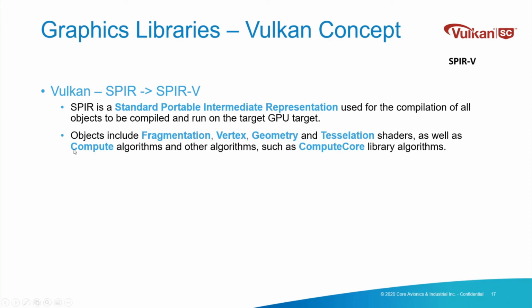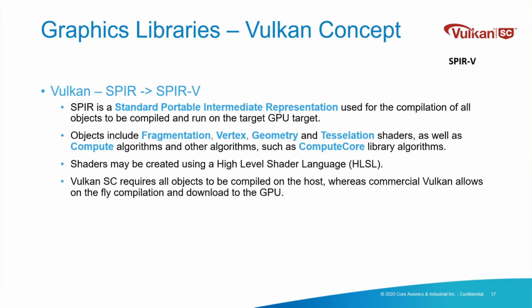As well as this, we have compute algorithms that are being downloaded, and also other libraries such as compute core algorithms, which we're going to talk about later, that can be used inside the GPU, and will be downloaded and represented using SPIR-V. Shaders are typically created in a high-level shader language, which is interesting because you could actually write your own high-level shader, compile it, and download it to do a specific job in the GPU.